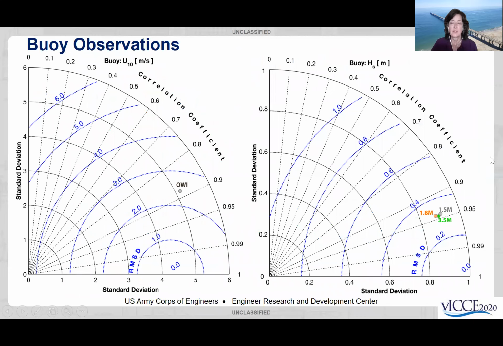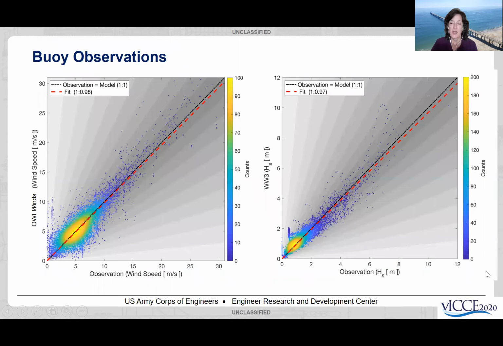Just to show you some overall statistics, these are for the buoys, the wind speed on the left, the wave height on the right. These are Taylor diagrams. What I've shown you is results from a 1.5 million node grid. You can see we're seeing very good correlation coefficient about 0.95, RMS differences on the order of 0.3. The ocean weather winds are also quite good, correlation coefficients near 0.9. Some scatter plots, the same, the winds on the left, the waves on the right. You see very good agreement as you would expect from the Taylor diagram.